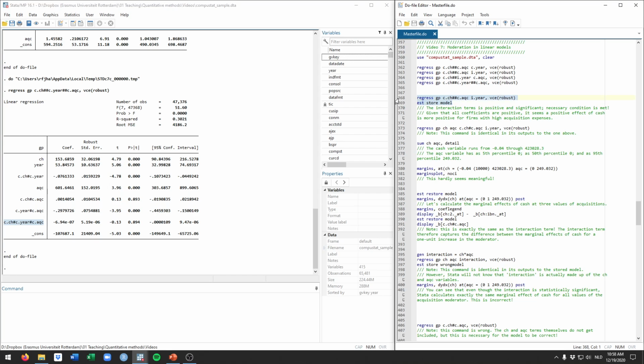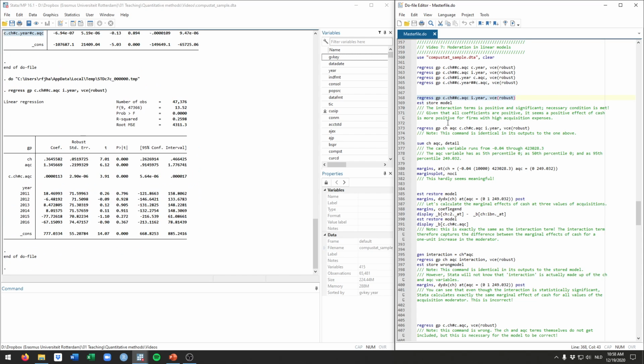That said, let's turn to the actual model that we'll be working with. Let's regress gross profits on cash times this acquisition spend. These are both continuous variables, and we'll use this double hashtag. And let's control for year dummies. And again, we always use robust standard errors. This is the model that we have seen already.